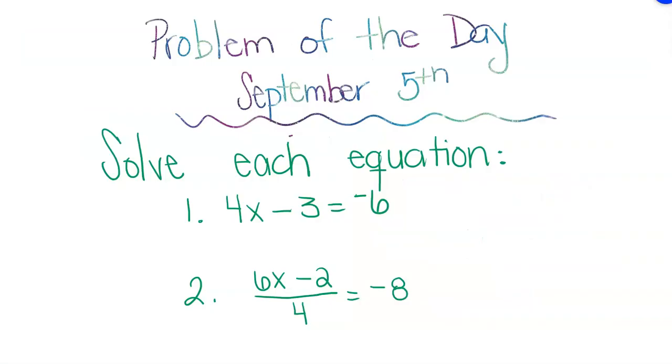Hi guys, thanks for coming. It's 11:55 right now. Our lesson starts at 12 o'clock. But while we're waiting for the rest of the kids to show up, why don't you work on this problem of the day for September 5th today. Solve each equation. For first one, 4x minus 3 equals negative 6. And question 2, 6x minus 2 divided by 4 equals negative 8. Write these questions down on a piece of paper and work them out, and we will go over them as soon as class gets started.